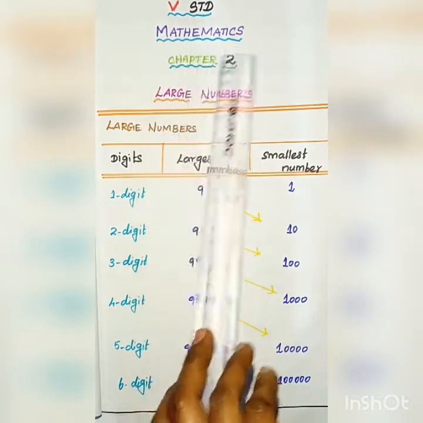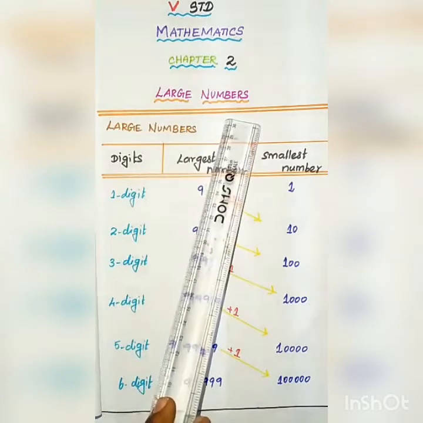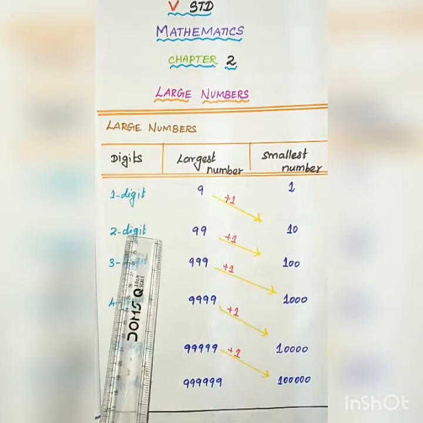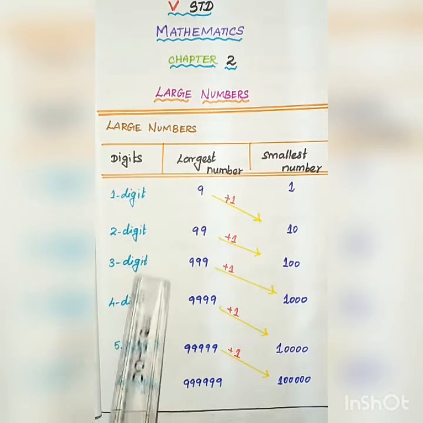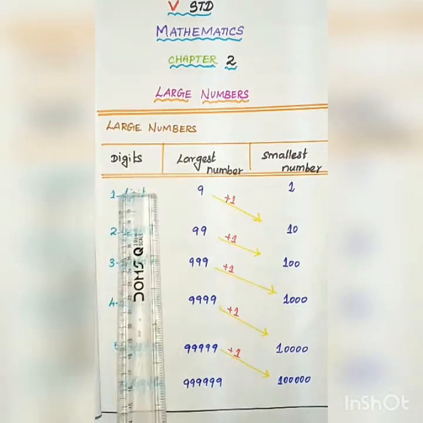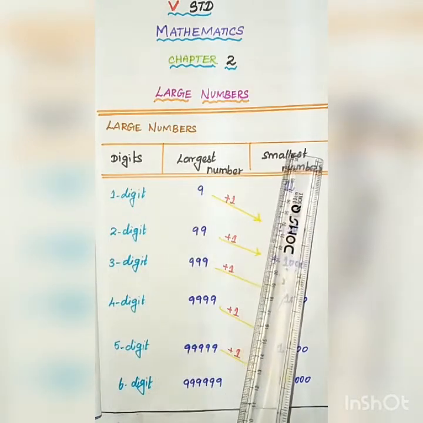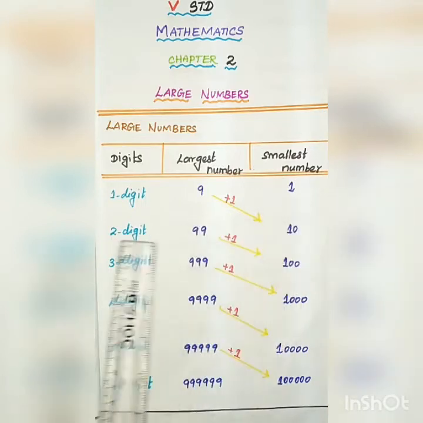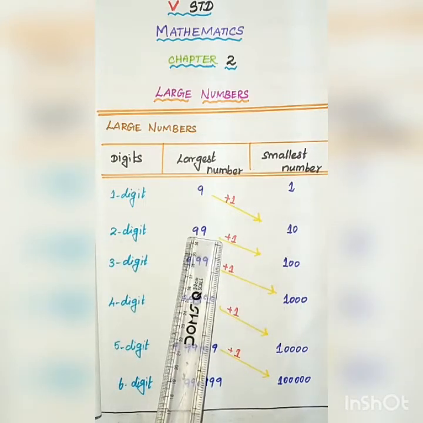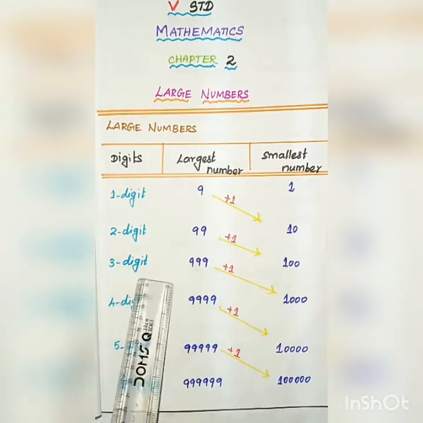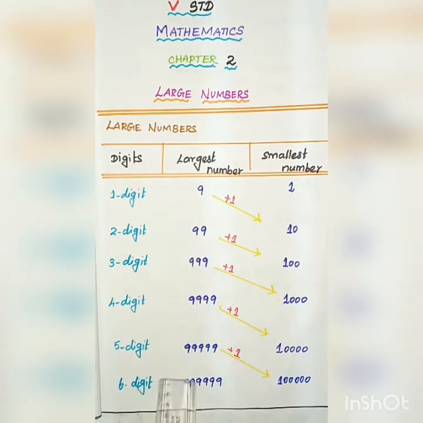Let us start our chapter 2, large numbers. You all know about 1 digit, 2 digit, 3 digit numbers. Here you have 1 digit largest number 9, 1 digit smallest number 1, 2 digit largest number 99, 2 digit smallest number 10. Like this you have 3 digit, 4 digit, 5 digit, 6 digit largest number and smallest number.